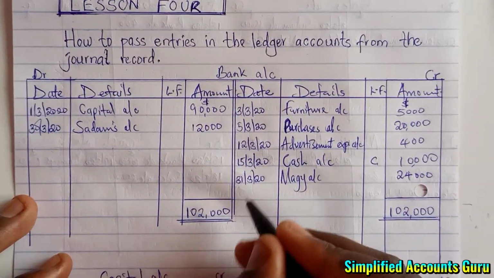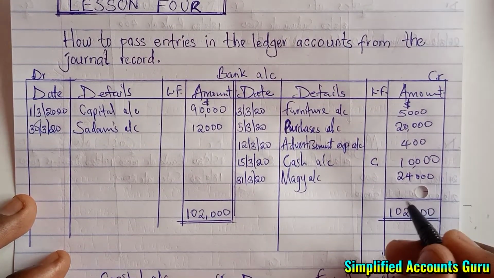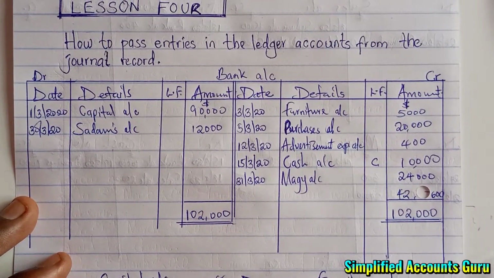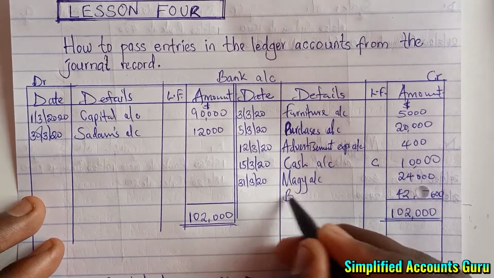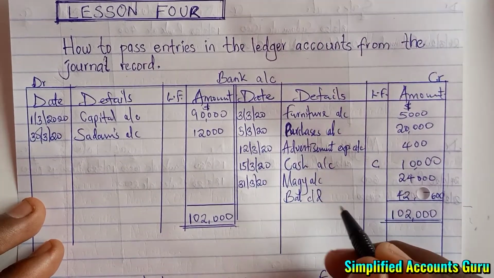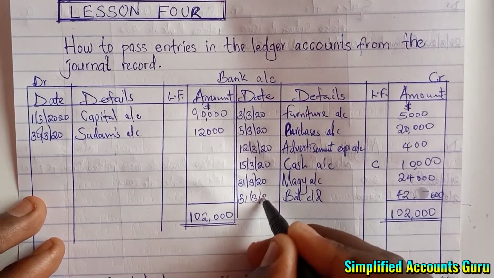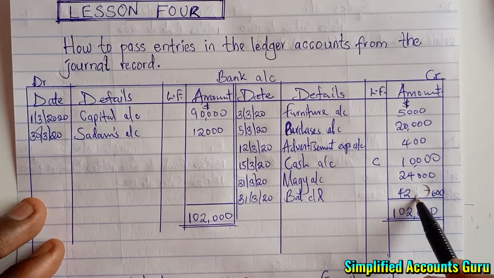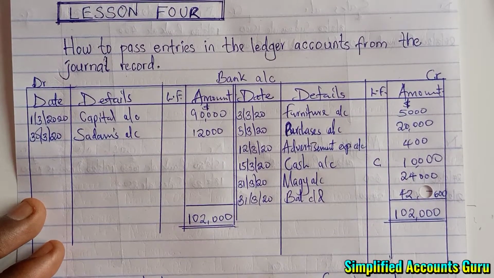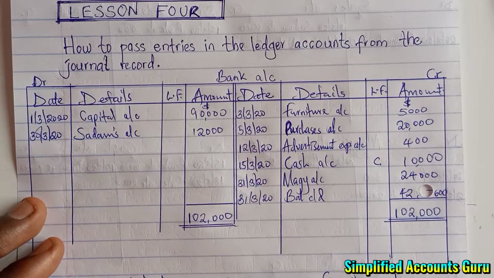So here, the difference is going to be 42,600. 42,600 for it to come to 102,000. This is a balance carried down, and the balance is carried down on 31st March 2020 as at the end of the period. The same balance that is carried down as at the end of the period should be the balance that we shall use as our opening balance come the following period.